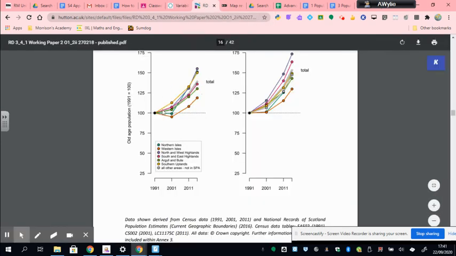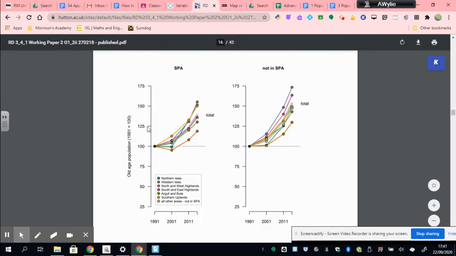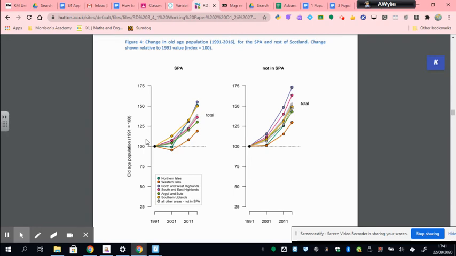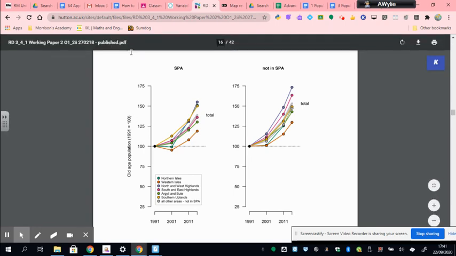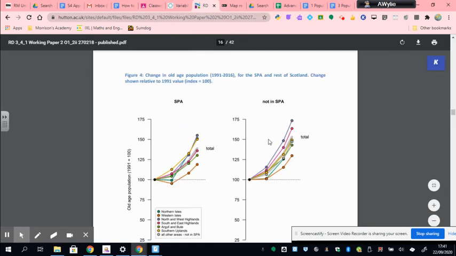Well, let's just have a little look at something else. So let's just say you are studying the changes in demographics, the changes in the number of elderly living in rural areas. And that's what this data shows. It's the change in the old population between 1991 and 2016. And these are all the rural areas of Scotland.